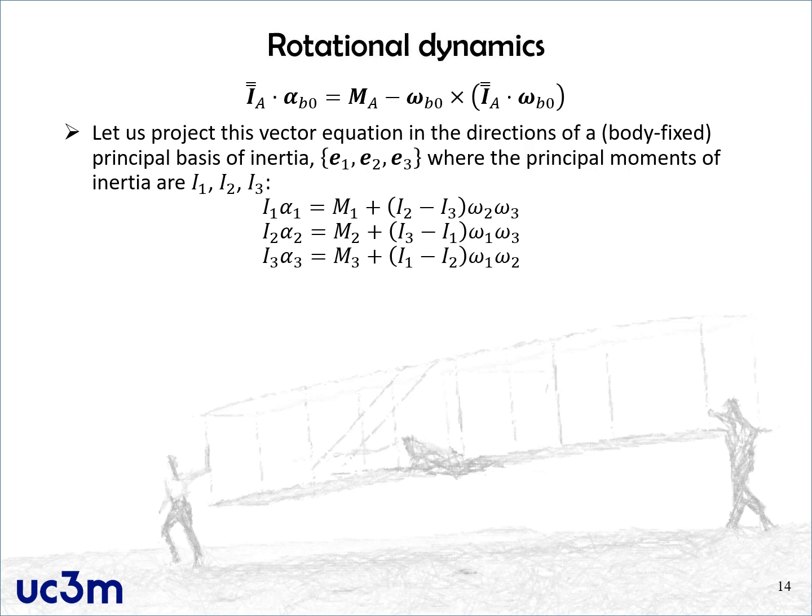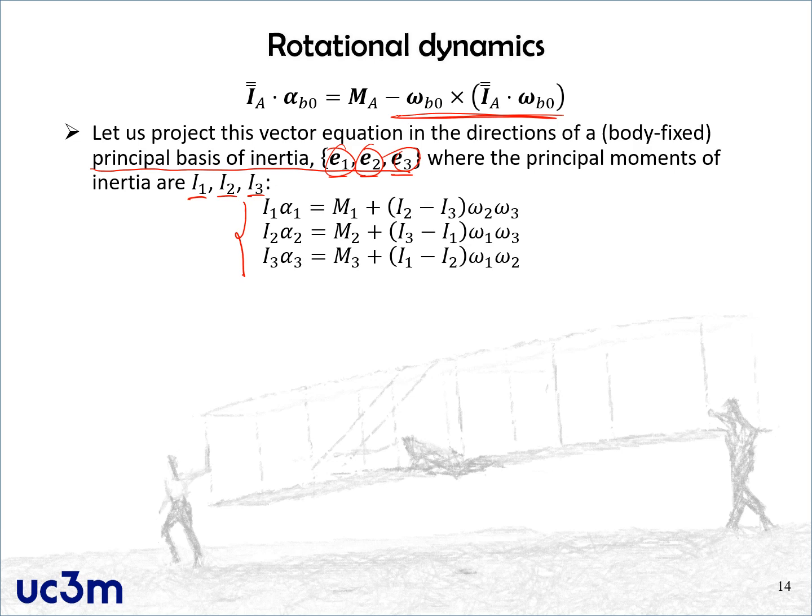So one thing that we can do to gain some understanding of how this extra term is affecting the rotational dynamics is to project this vector equation in a principal basis of inertia. So imagine that we have already diagonalized the tensor of inertia. We have found three eigenvectors, E1, E2, and E3, and the associated eigenvalues are I1, I2, and I3. In that case, if you project this equation along E1, E2, and E3, you will get these three scalar equations.